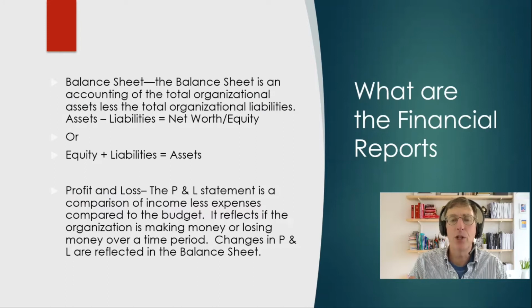And on the balance sheet, it's often presented as assets in the top category, and that's equal to the equity plus the liabilities. That's on the bottom half. So the top half and the bottom half should have the same number.